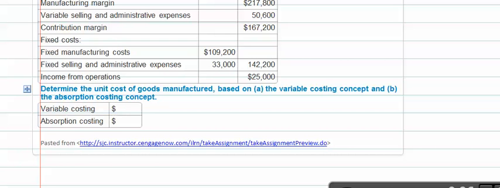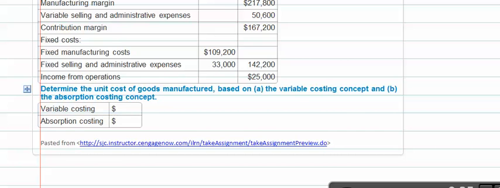This question is asking me to determine the unit cost of goods manufactured based on both variable costing and absorption costing. So I'm going to be looking at what the unit cost is. I'm going to take the direct materials, the direct labor, and the variable factory overhead and use those total costs and divide it by the number of units manufactured to figure out my variable costing per unit.